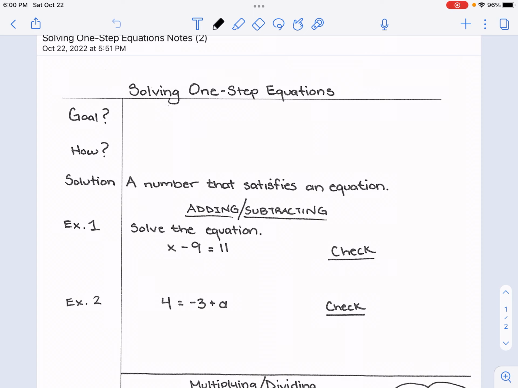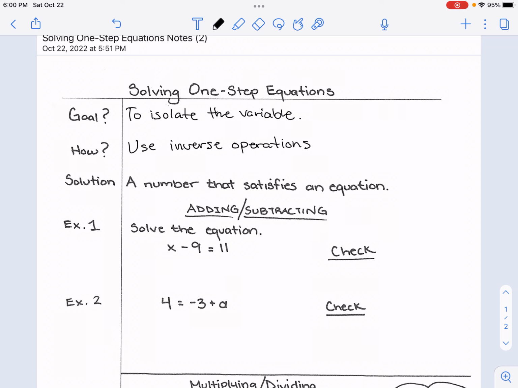Anyways, so what is the goal when you solve an equation? The goal of solving an equation is to isolate the variable. Now we want to isolate the variable to find out the value of that variable. How do we go about doing that? We're going to be using operations, but we use what's called inverse operations.